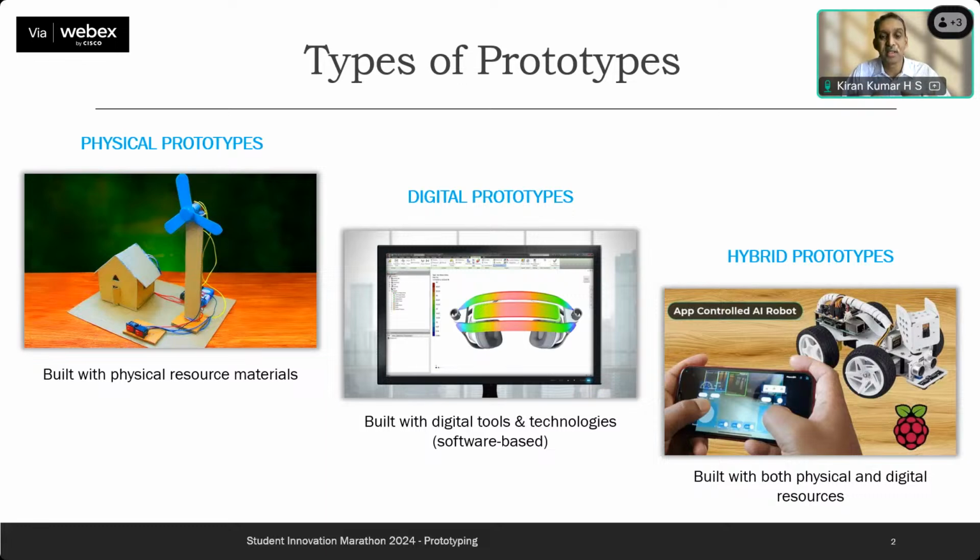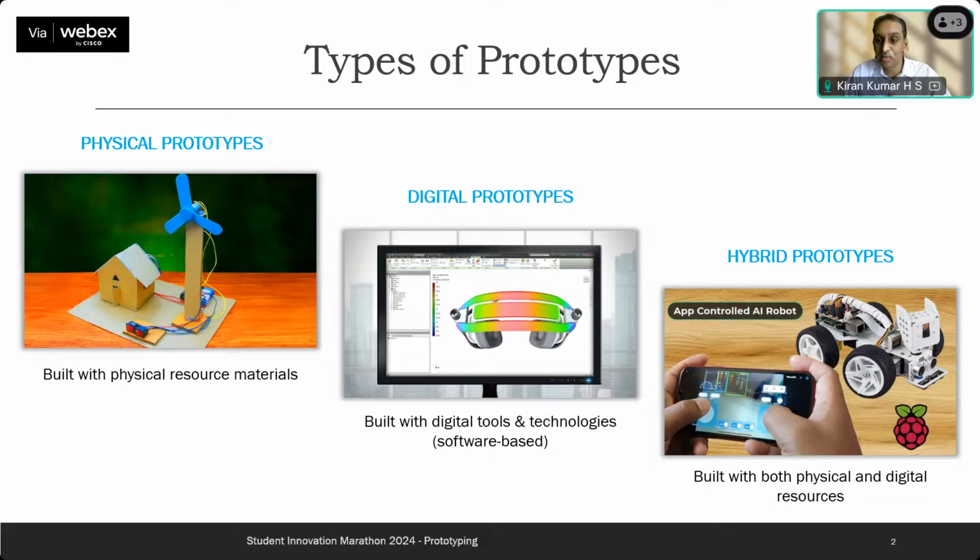Okay, so you basically use digital tools and technologies, software-based tools and technologies, for building digital prototypes. And the third type of prototype is called a hybrid prototype. As the name implies, it's a hybrid of both physical and digital prototypes. You use a combination of physical resource materials as well as software, programming, electronics, and things like this. You put all of them together and then you build prototypes.